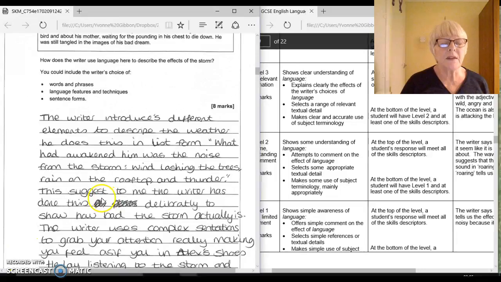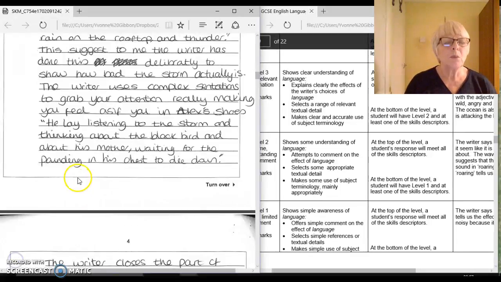You need to be saying things like, by using the words, the wind lashing the trees, it seemed like the wind is hitting against them and shaking them about, or that it suggested it's whipping them as if it's trying to destroy the land. So you need to be going into much more detail about the effects on you, the reader.